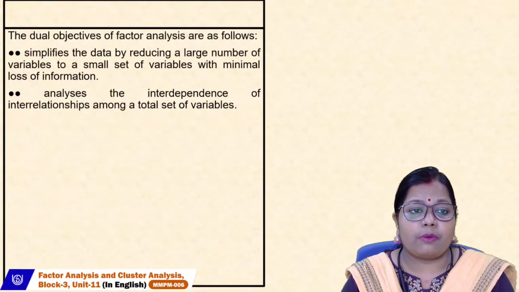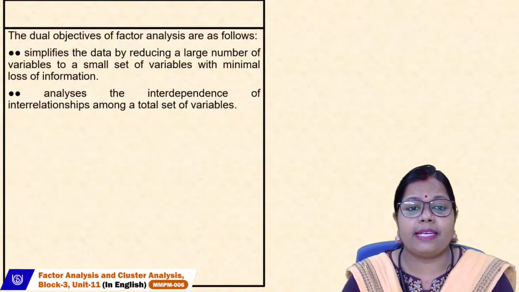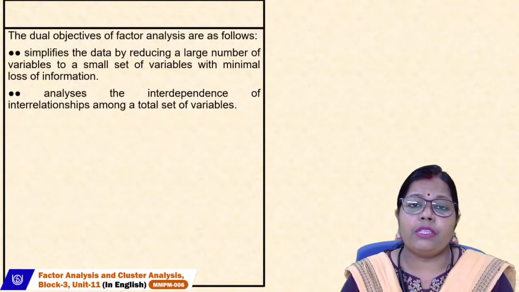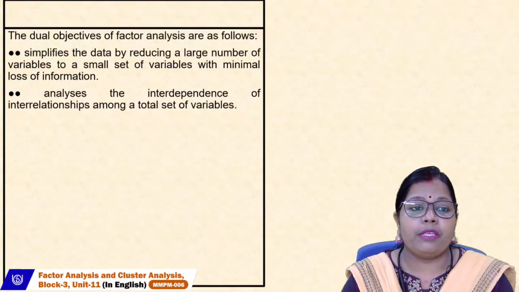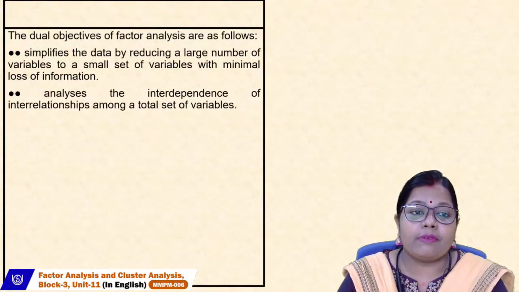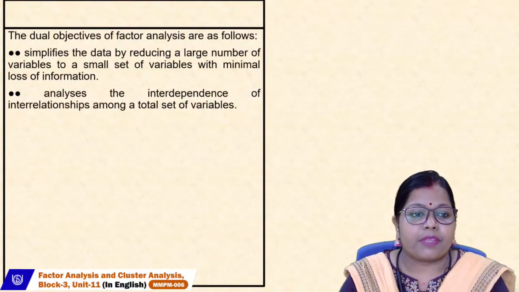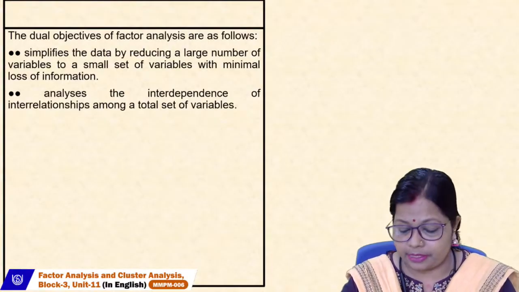And the basic dual objectives of factor analysis: it simplifies the data by reducing a large number of variables into a small number of variables with minimal loss of information. As we said, our intention is not to lose the data, but we are reducing, or we can say we are just combining a few variables and assigning them as a common factor. And it also analyzes the interdependence, the interrelationship among the total variables.